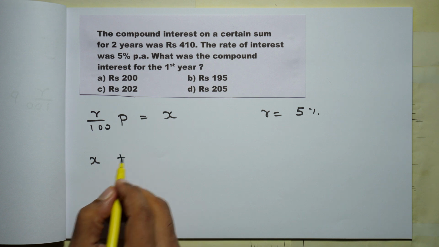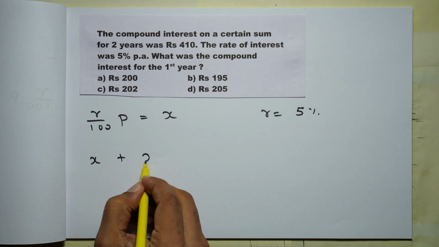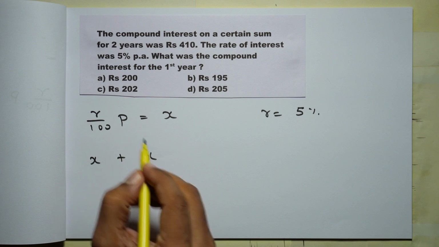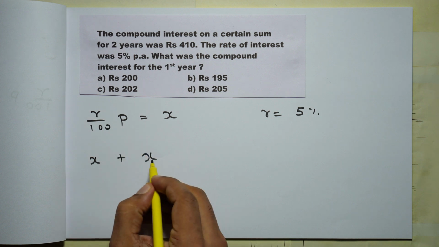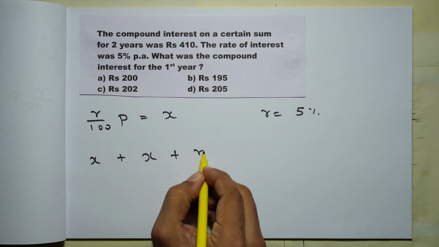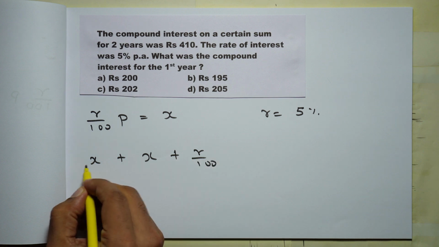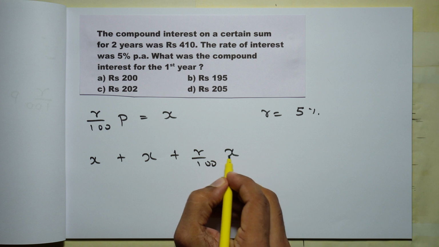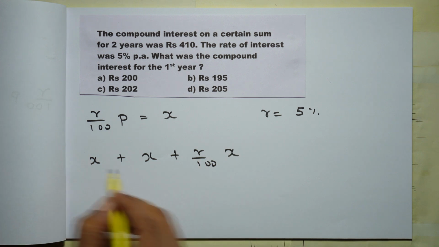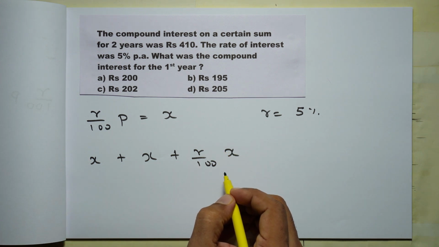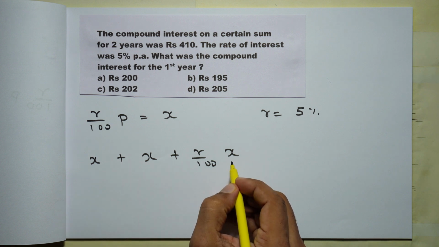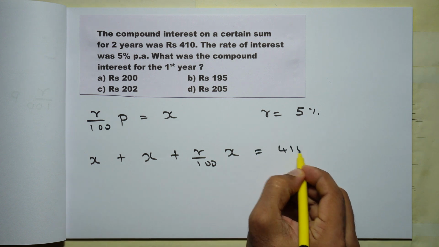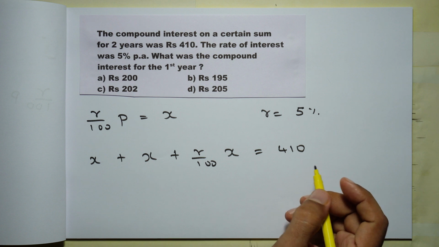Now what will be the second year's compound interest? This X you will get. X is R% of principal, that you will get. Now the extra that you will be getting is R percentage of first year's interest. First year's interest we have taken as X. So extra that you will be getting is R percent of this X also. So this is the compound interest for 2 years and that is given as 410.